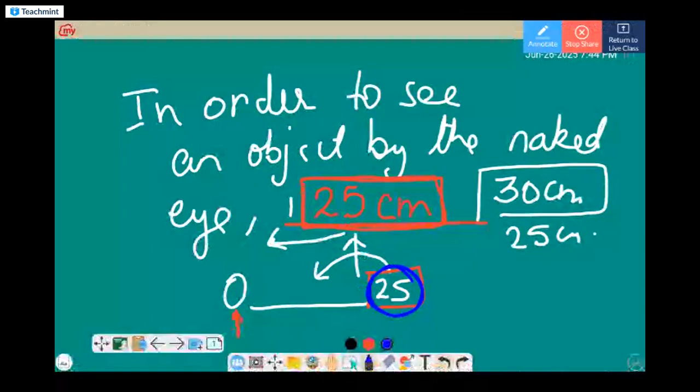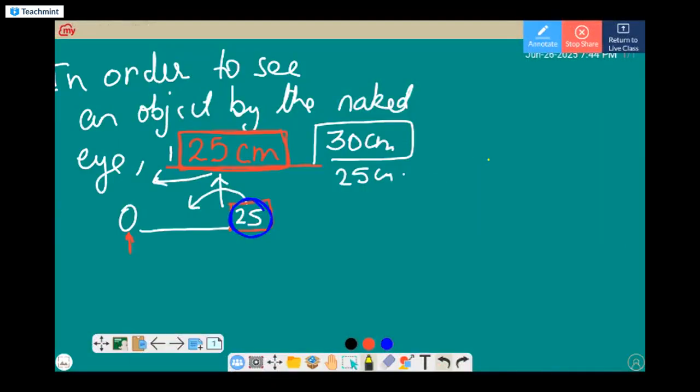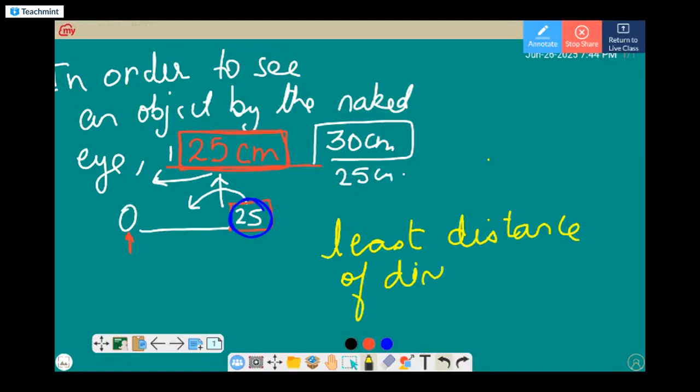So if you are able to see it till 25, as I said, you have a proper normal vision. This is for a normal eye, for a person who does not have any defect. So this 25 centimeter is important for us when we do some basic calculation, very simple questions we have from this. This is called the least distance. You can write this down. It's called the least distance of distinct vision.